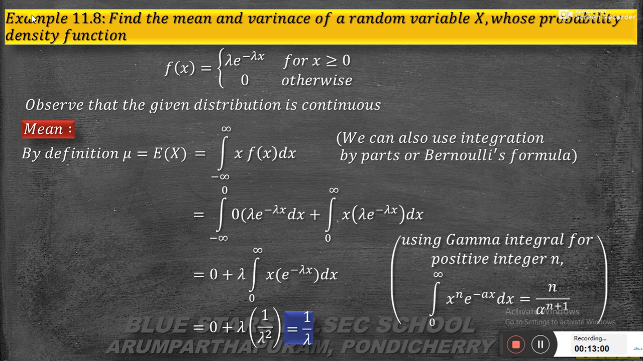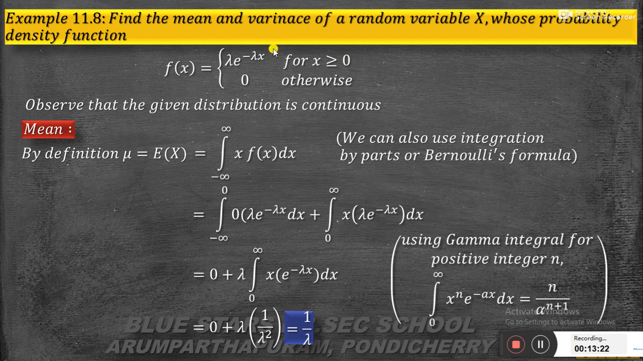You see here, this is example 11.18. Find the mean and the variance of a random variable X, whose probability density function is f of x equal to lambda e power minus lambda x for x greater than or equal to 0, and 0 otherwise. So here they ask the question, find the mean and the variance.